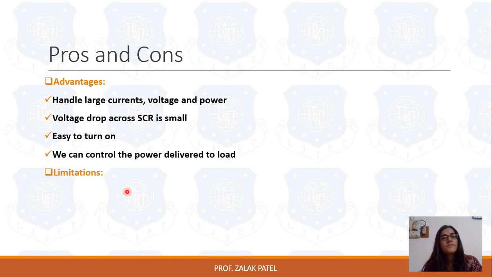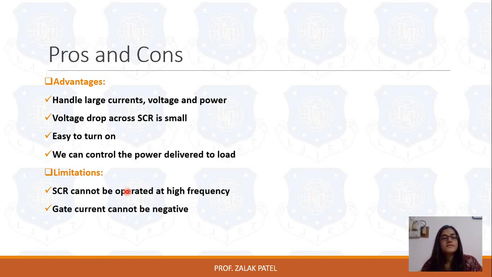Next is limitations. SCR cannot be operated at a high frequency, means we can only operate it up to a range of 1 kilohertz. Its gate current cannot be negative, because SCR operates at only positive gate current, and because of that feature it can operate only in one direction. So SCR is a unidirectional device. Its gate current is only positive, no negative. So it is operated in only one direction. That is the limitation of this.